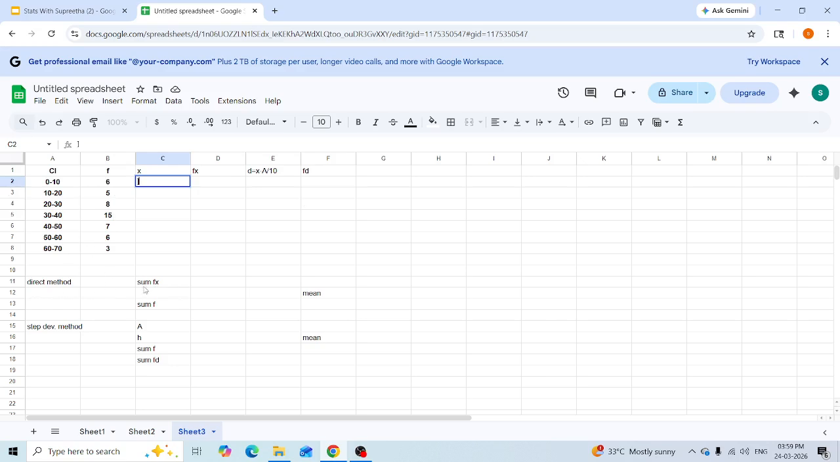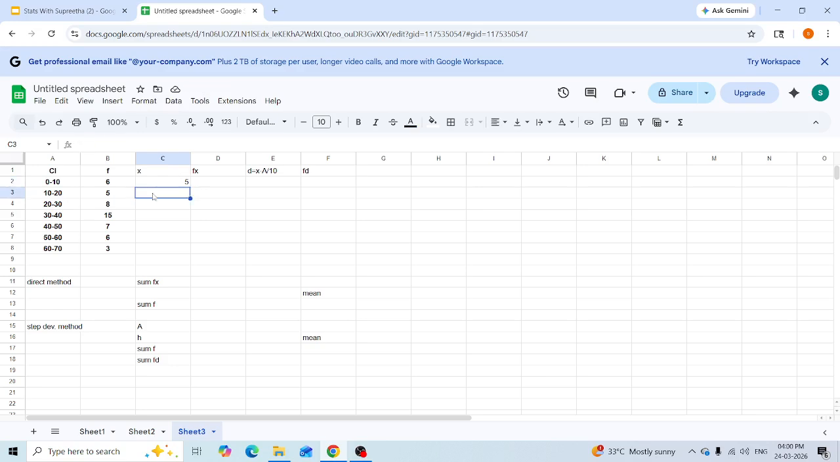Now for the direct method, what is the formula? Sum of fx divided by sum of f. What is x? But here the class interval is given, so we need to find the midpoint. That is 0 to 10. How to calculate the midpoint? That is 0 plus 10 divided by 2, that is 5. This is how we calculate the midpoint.